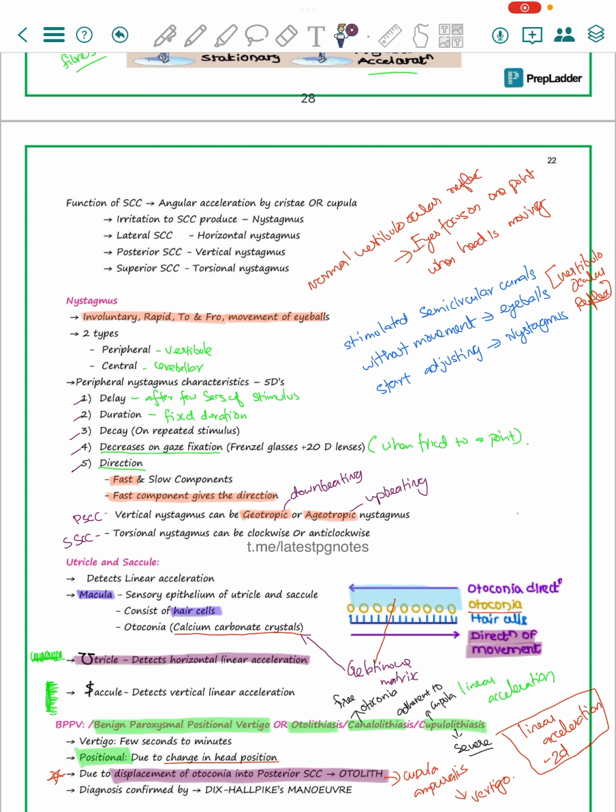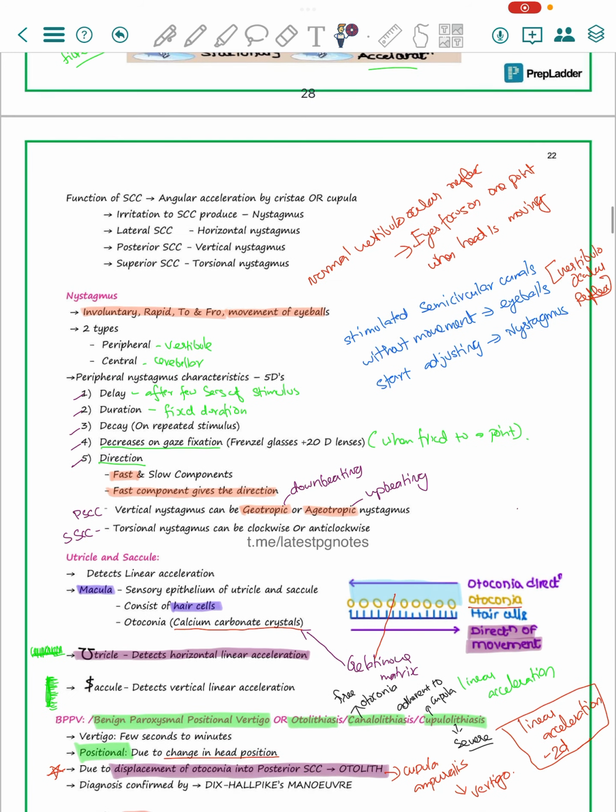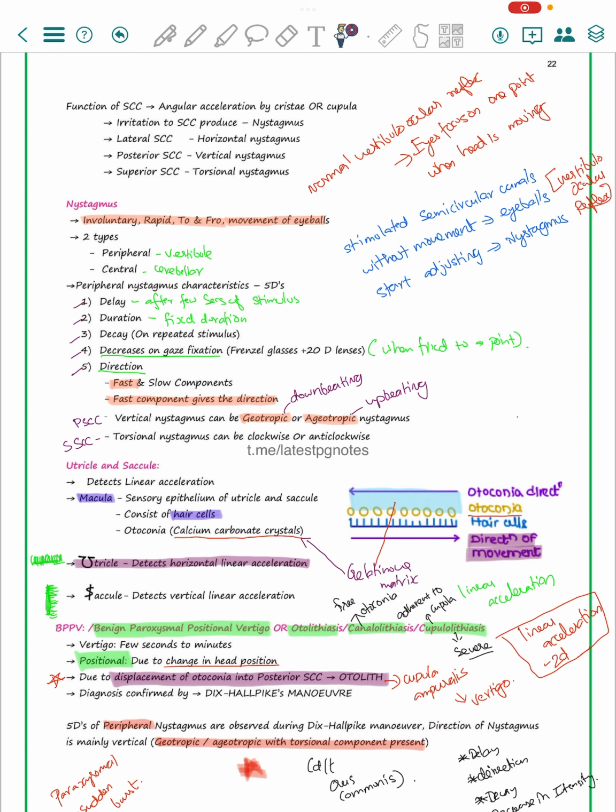There are two types, peripheral and central. Usually we study here about the peripheral. This is the vestibular part and this is the cerebral part. If the SSC is defective, it is vestibular. If any nerve fibers are defective, it will be cerebral or central. The peripheral nystagmus has 5 characteristics, known as the 5 D's.